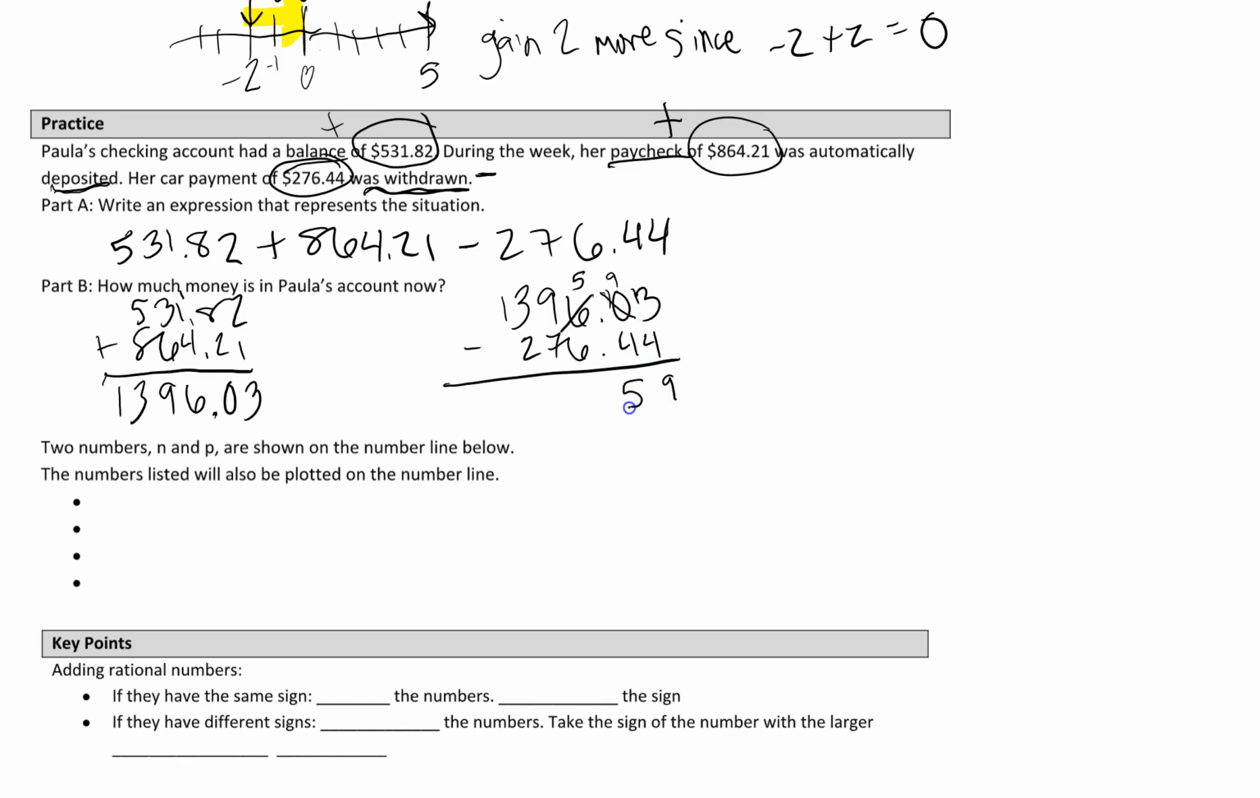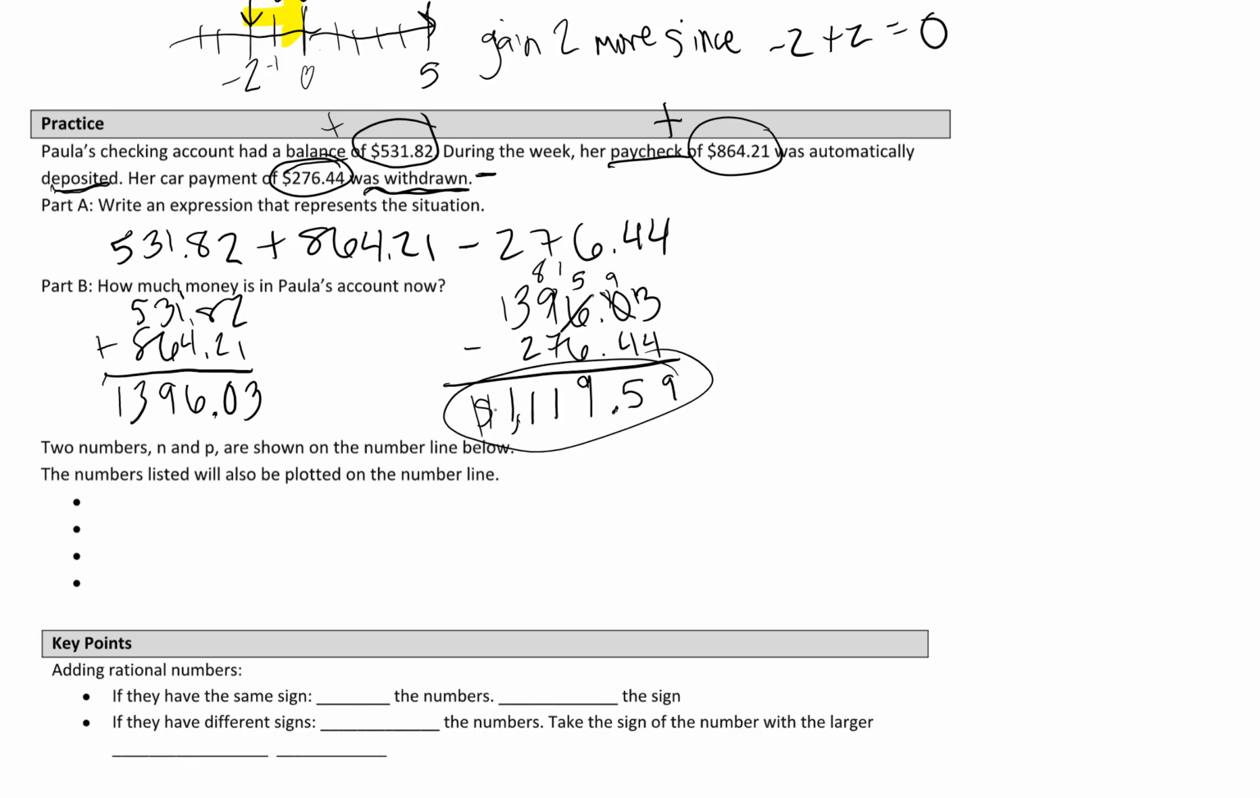9 minus 4 is 5. 5 minus 6 can't do, so we've got to borrow again. 15 minus 6 is 9. 8 minus 7 is 1, 3 minus 2 is 1, and bring down the 1. So she's left with, and this is going to be positive, $1,119.59. All right, next one, here we go.